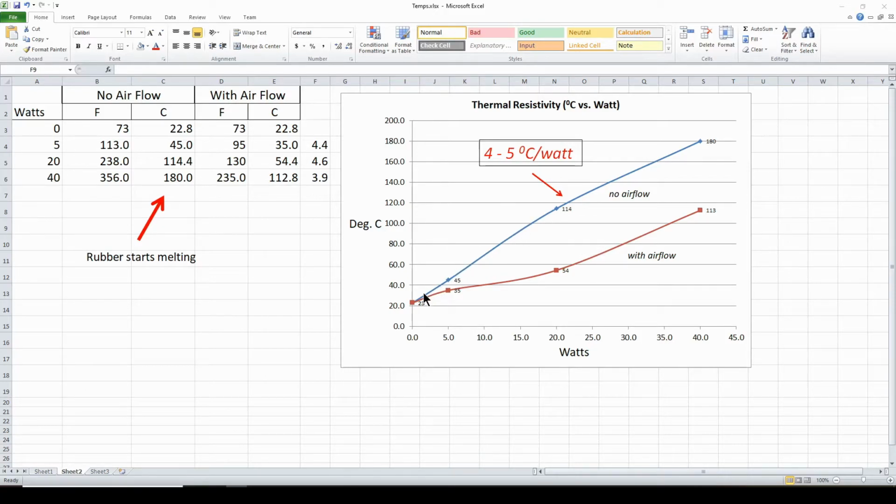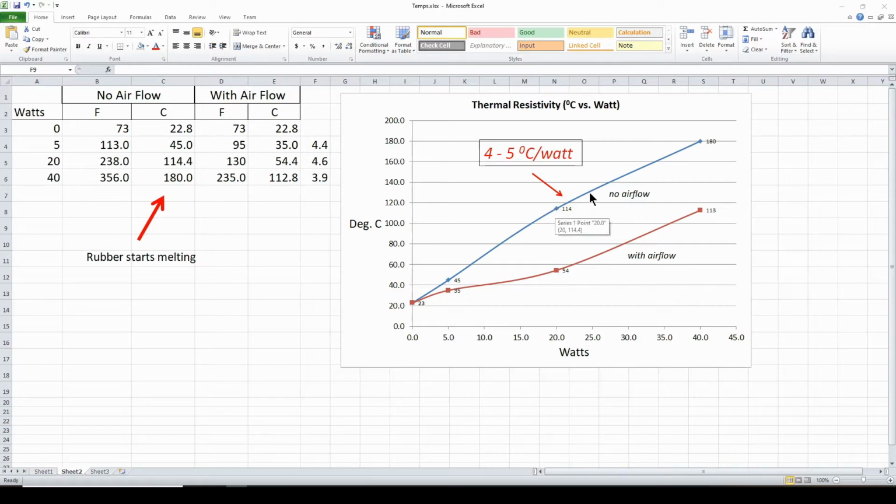So you can see that's kind of linear. With no airflow, it's kind of linear. And the slope, if you remember in your geometry class or whatever, if you get the slope here, that tells you what the degrees C per watt. And it comes out to about 4 or 5 degrees C for every watt. So if you increase it by 1 watt, you should increase by 4 or 5 degrees. And that's a pretty linear relationship. Okay, so if I go up by 10 watts, it should go up by 50 degrees C.